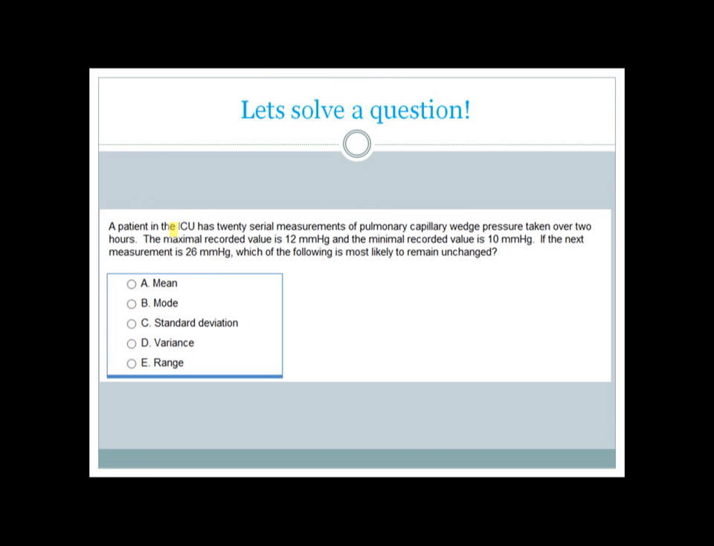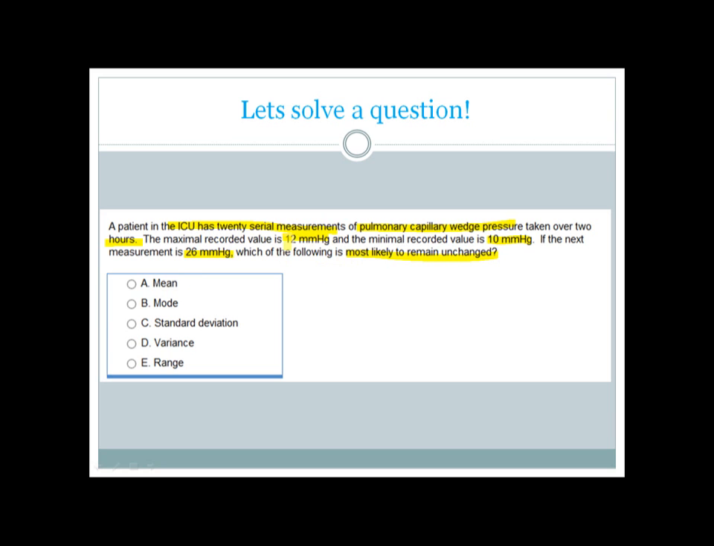A patient in the ICU has 20 serial measurements of pulmonary capillary wedge pressure taken over 2 hours. The maximum recorded value is 12 and the minimum recorded value is 10 mm Hg. If the next measurement is 26 mm Hg, which of the following is most likely to remain unchanged? I think that's a very good question. You can pause and solve it by yourself. Now I am solving it myself.